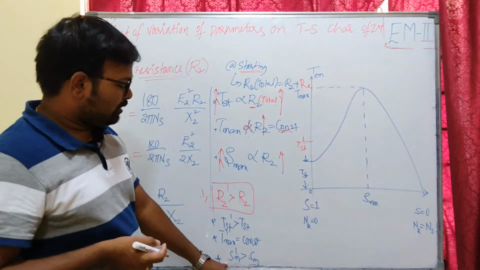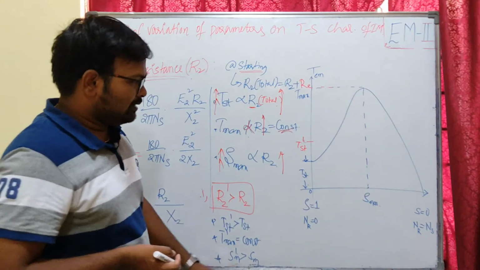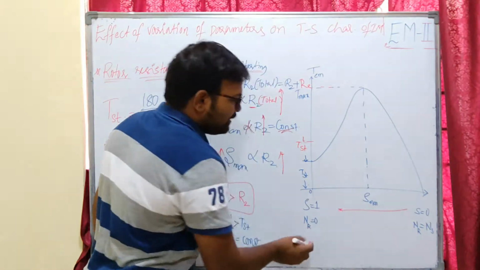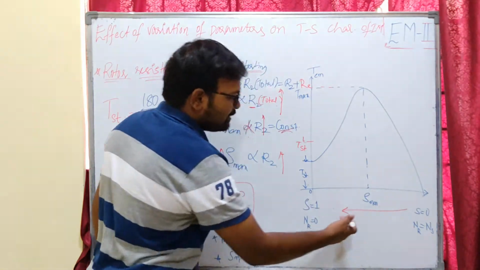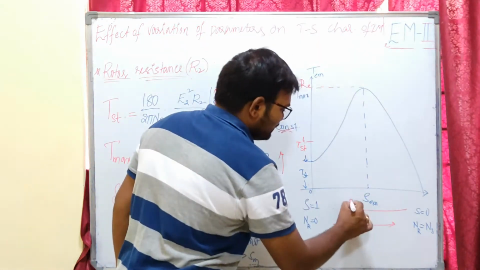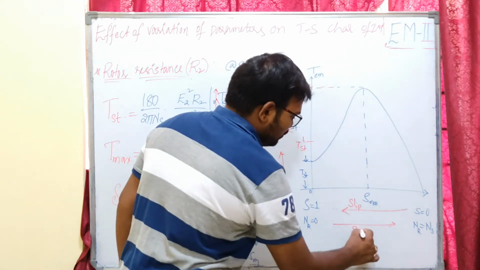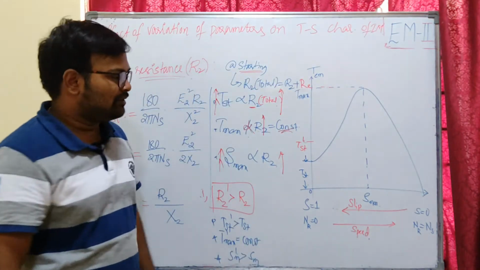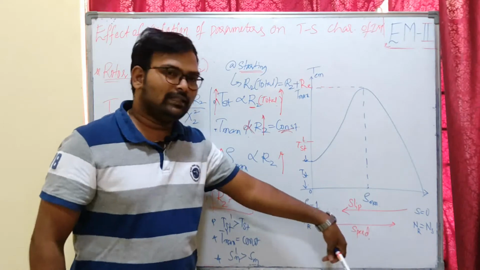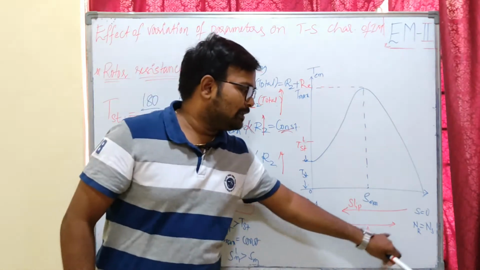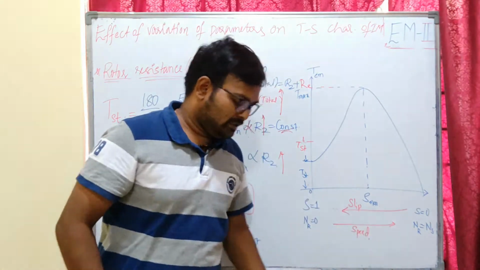And what about our slip at maximum torque? It is increased, that means slip is increasing from right to left. This is the increase of slip and this is the increase of speed. This is slip, this is speed, both are inversely proportional to each other. If slip increases, our speed decreases. If slip decreases, our speed will be increased till synchronous speed.